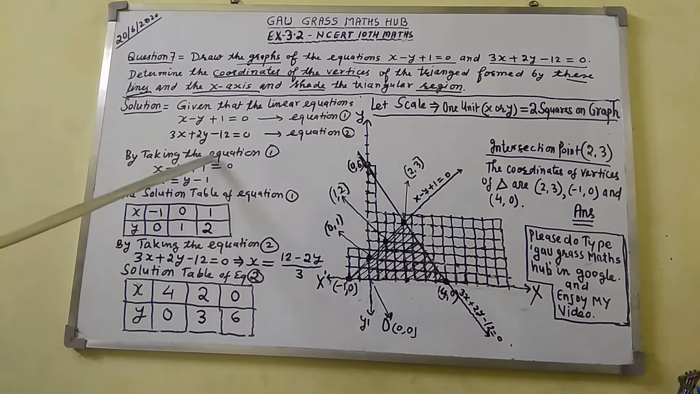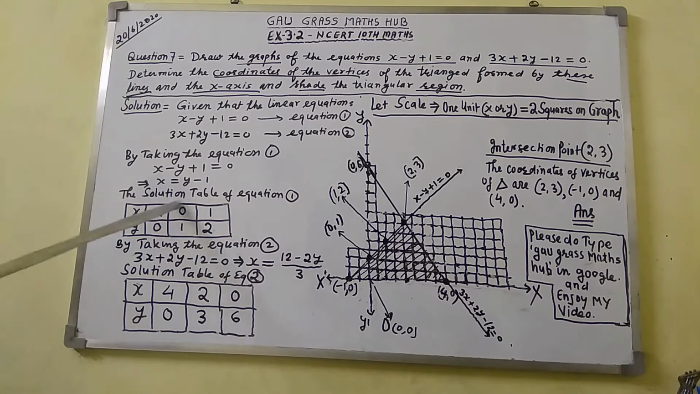Now taking equation number 1, I have written the same thing here: x minus y plus 1 equal to 0. Here minus y is on the left-hand side. Minus y will be moved to the right-hand side, which implies that x is equal to y minus 1.